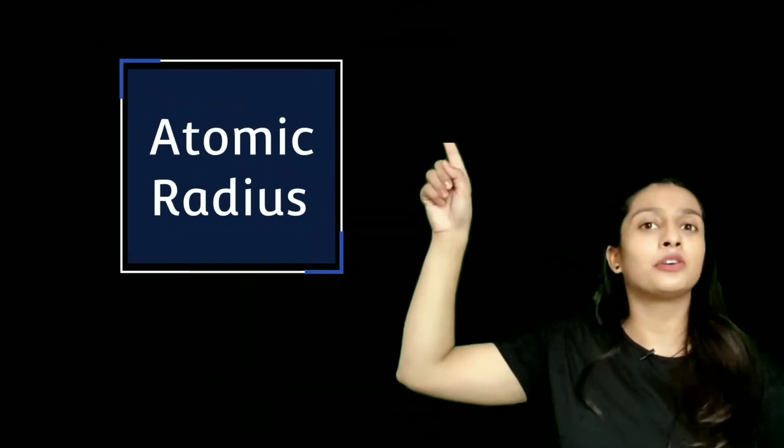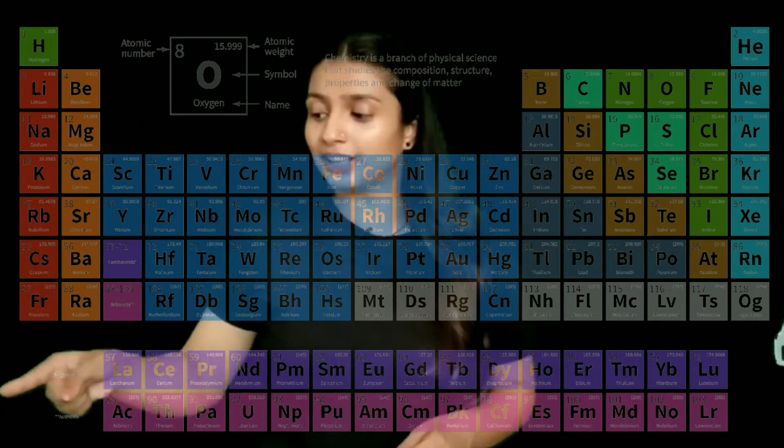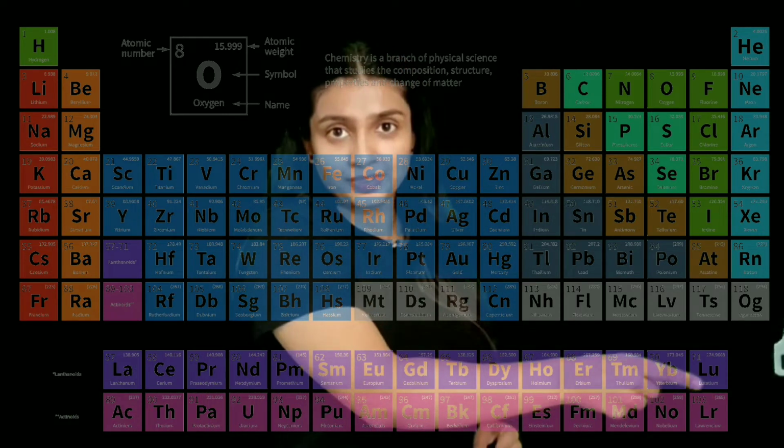Now let's talk about the first property of our periodic table, that is atomic radius. Atomic radius is the distance between the nucleus and the outermost shell of the atom. Now let's talk about the trend of atomic radius in the periodic table. So atomic radius increases down the group and it decreases along the period.